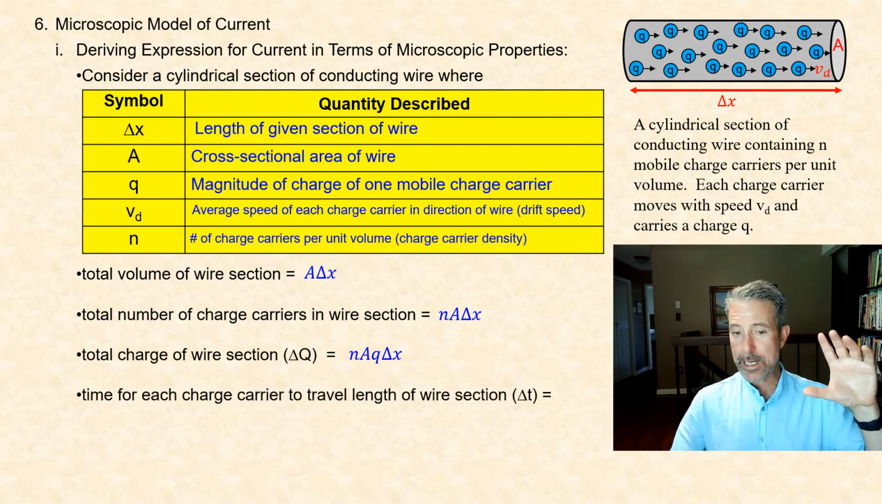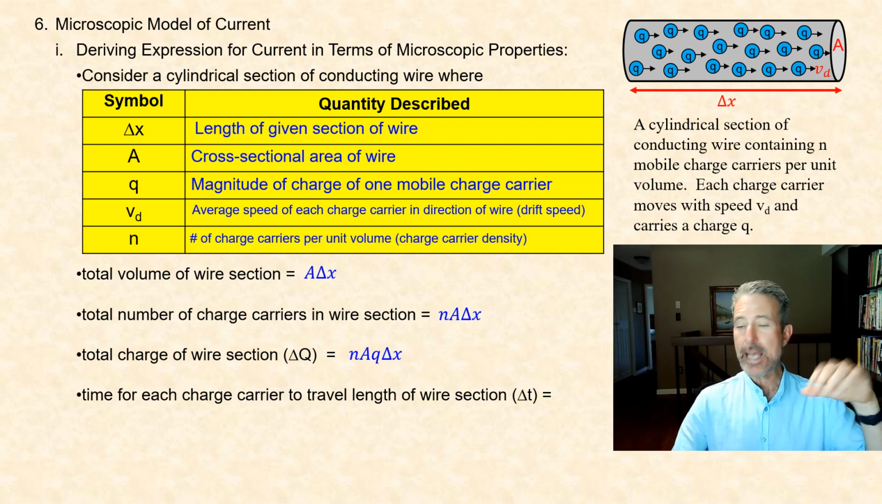Next, we want to get an expression for the time it takes for any given charge carrier to travel the length of that wire section. Using some very simple kinematics, assuming that each of these charge carriers, which represents an average speed, is constant here, looking at the case of uniform motion, we can say the time it takes for any charge carrier to move the length of the wire is simply the length of the wire divided by that constant speed of each charge carrier, which we said is simply the drift speed, v sub d.